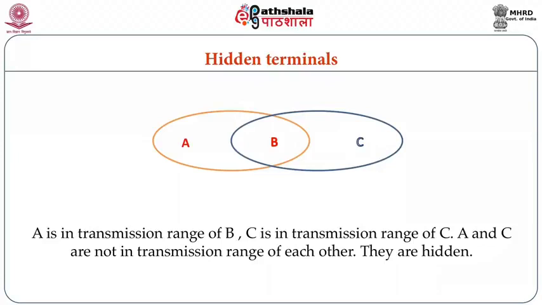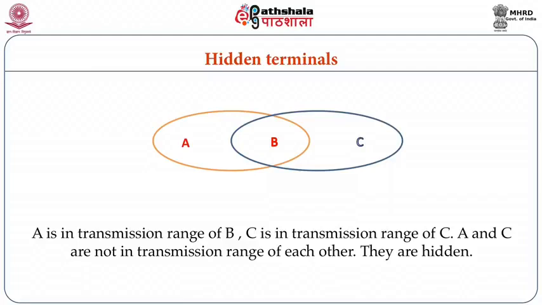You can refer to the diagram. There are three devices, A, B and C. A is in the transmission range of B, that is, the transmission of A can reach B and vice versa. B is in the transmission range of C, that is, the transmission of B can reach C and vice versa. But the problem here is that you can see from the diagram also that A and C are not in the transmission range of each other. They are said to be hidden from each other.